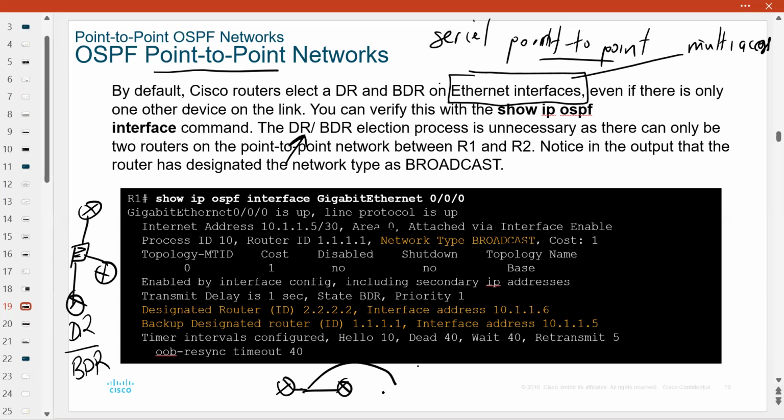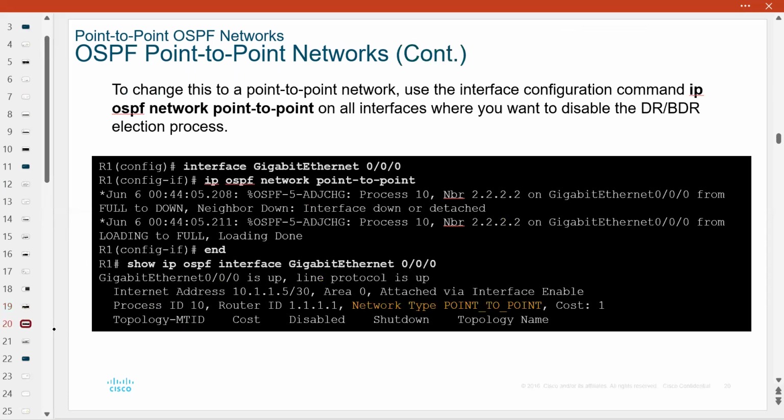But if the link we are using is an Ethernet, by default, it will behave as a multi-access. Therefore, it will initiate the DR, BDR election, which does not make sense, but it is an Ethernet interface. It will do that. So to disable that, you use this command. You command the link to act as a point-to-point, IP OSPF network point-to-point. So on the interface, you configure the IP OSPF network point-to-point.